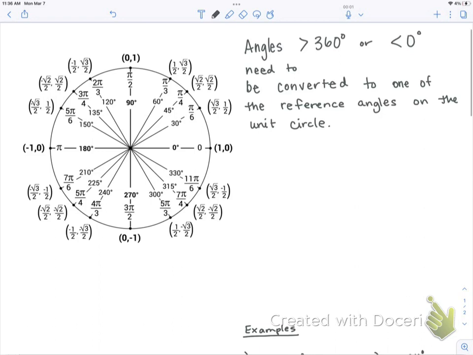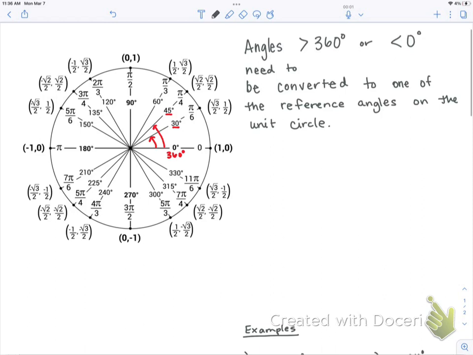Remember that when it talks about your degrees, it means degrees around the circle. So from here to here is 30 degrees. From here to here is 45 degrees, and so on and so forth. All the way around the circle is 0 degrees. So 0 degrees is also the same as 360 degrees. It's exactly the same spot. We're back at the original ordered pair of 1, 0.